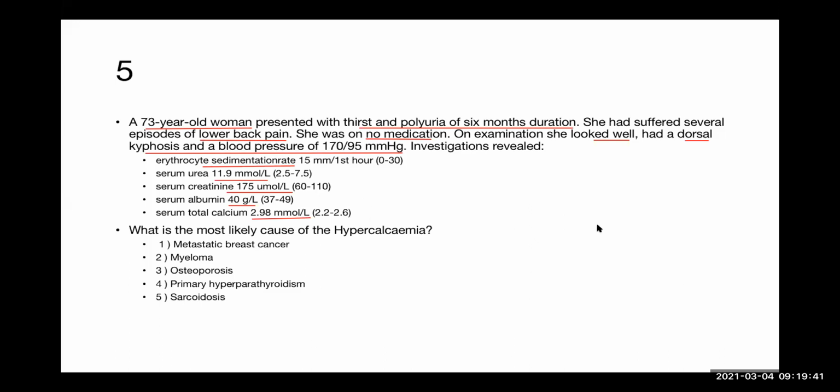Maybe primary hyperparathyroidism. Why? Light chain, and that will be deposited on the kidney, so creatinine will increase. Wait, please answer one by one. Okay, yes, Aman, I'll give a chance to you first.